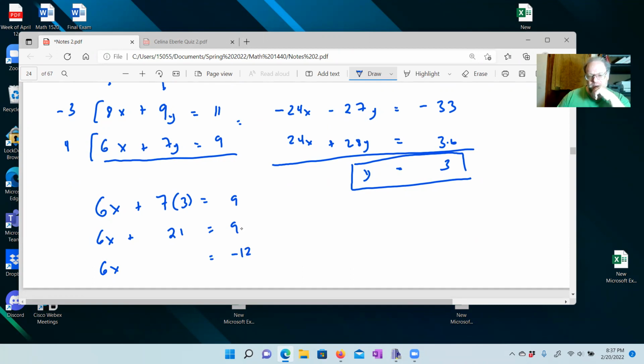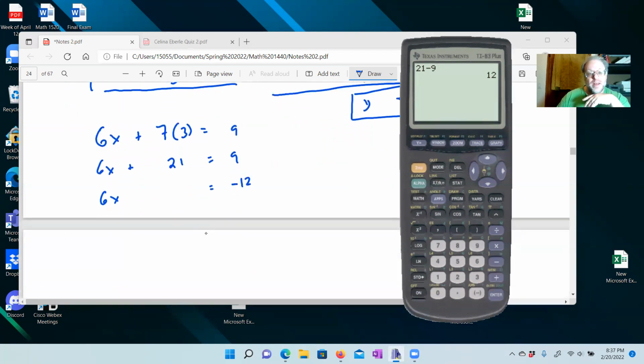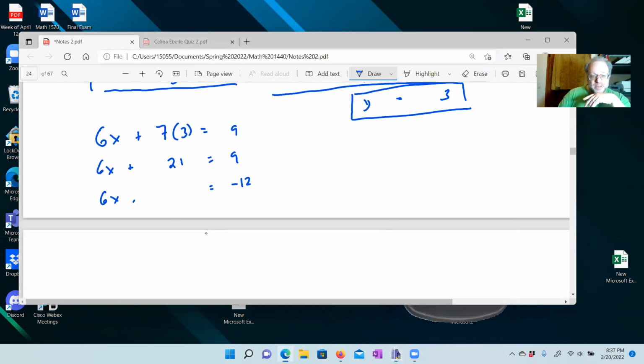To give us 9, double check. 21 minus 9, and then 12, because it's really 9 minus 21 instead. So reverse the sign. And then divide both sides by 6, and we get x is equal to minus 2. So that's a nice answer for a question like this. So we have x is equal to minus 2.